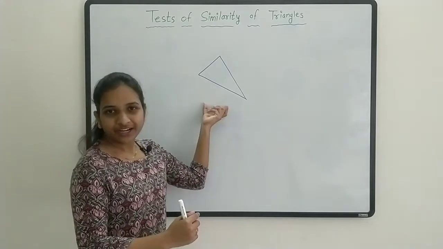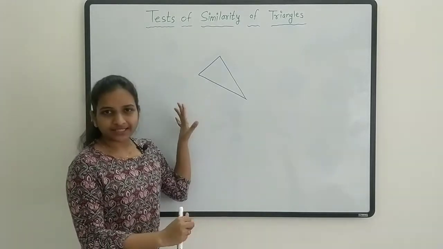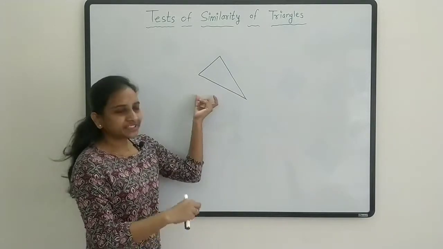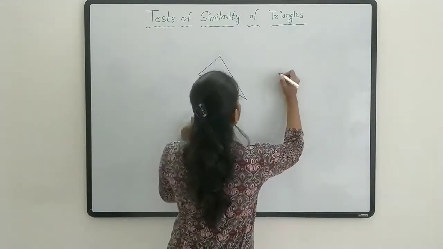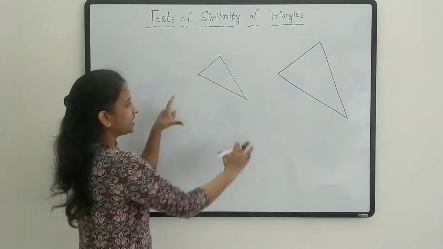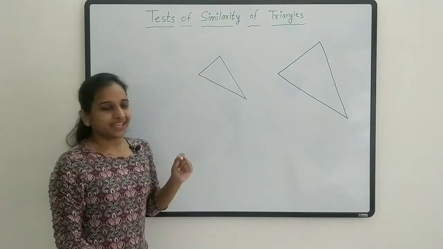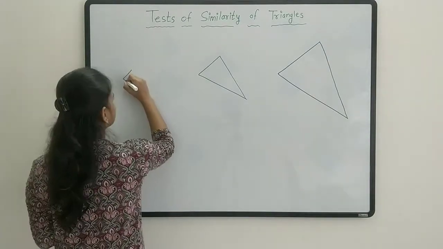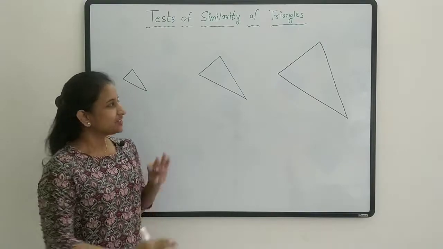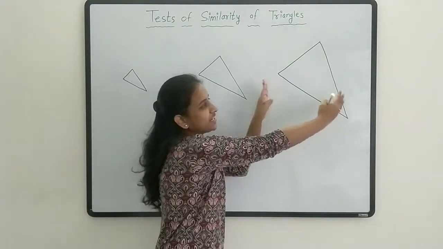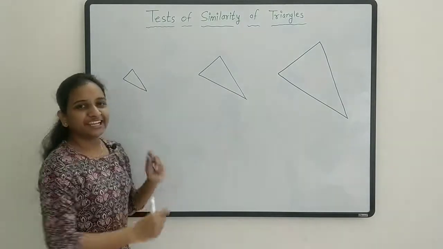Here I have taken one triangle. Consider this as a picture. Now, what happens if we zoom in this picture? Then this triangle looks big, something like this. Fine. Now, if we zoom out this picture, then this triangle looks small, something like this. Okay. So what is happening here? See, sides of the triangles are proportionally increasing or proportionally decreasing.